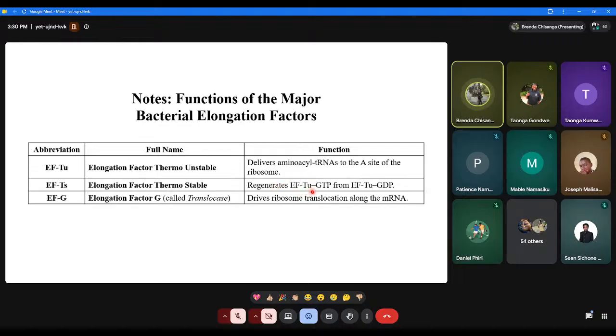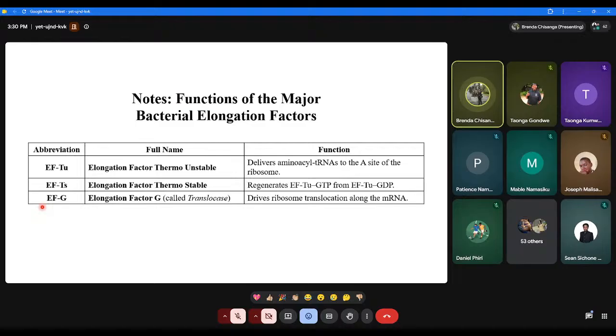After the energy has been utilized in the process of elongation, the GTP has to be regenerated so that it can be reused, because remember I said this process is energy dependent, it consumes energy. And then we also have elongation factor G. This is a translocase. We're saying that the ribosome from the start codon has to start reading each codon sequentially. What that means is that the ribosome has to move on the mRNA.